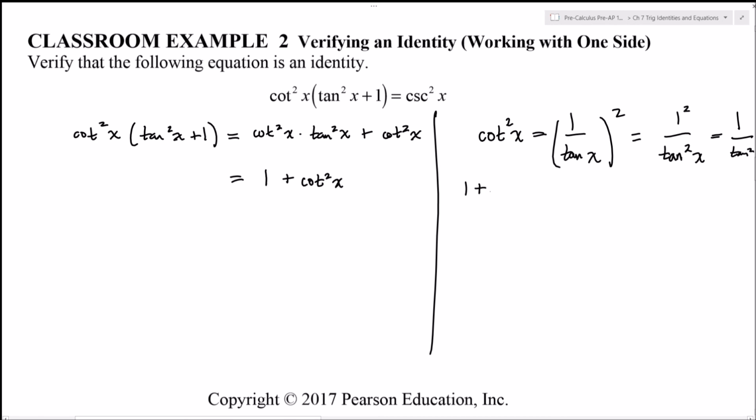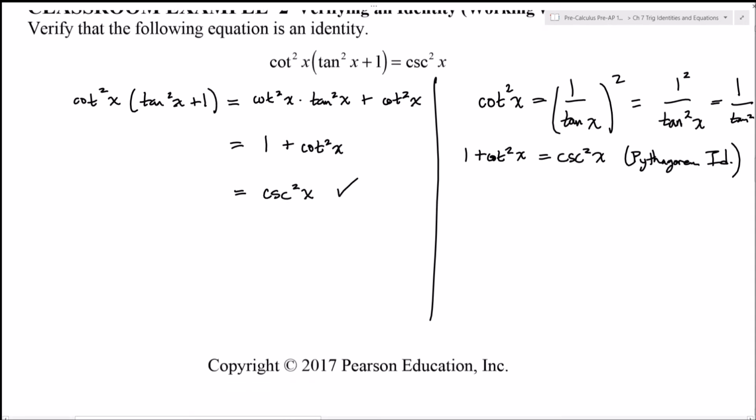1 plus cotangent squared x is exactly equal to cosecant squared x. That's a Pythagorean identity. So I can go ahead and write that on the side. Pythagorean identity. So this is equal to, and we can substitute what that's equal to based off of that identity. And we're done. So cotangent squared x times tangent squared x plus 1 is equal to cosecant squared x. So that's example 2. So we'll go ahead and move on.